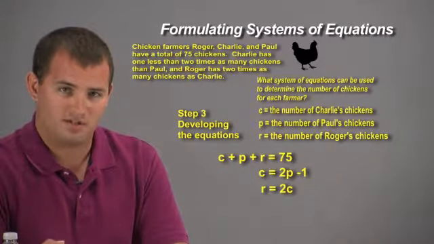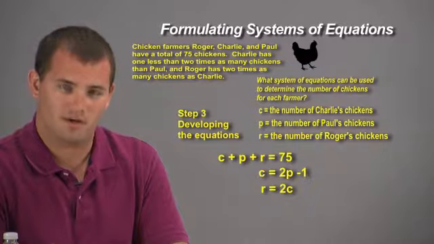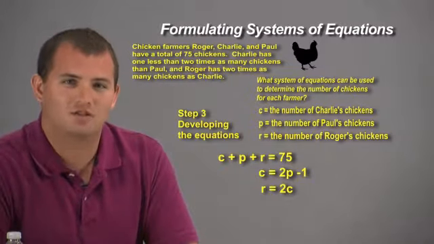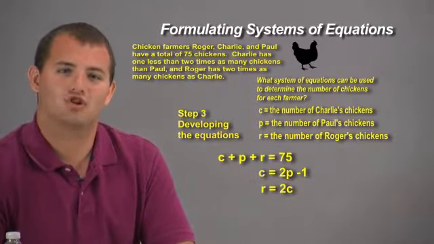Now our third equation is this. R is equal to 2C. And this comes from the information that Roger has twice the number of chickens that Charlie has.